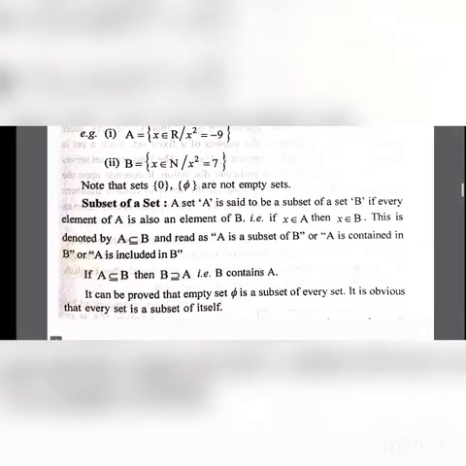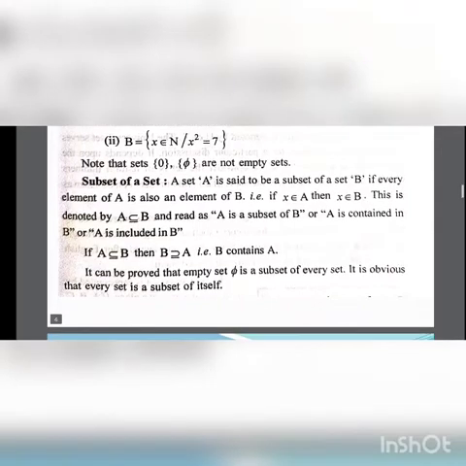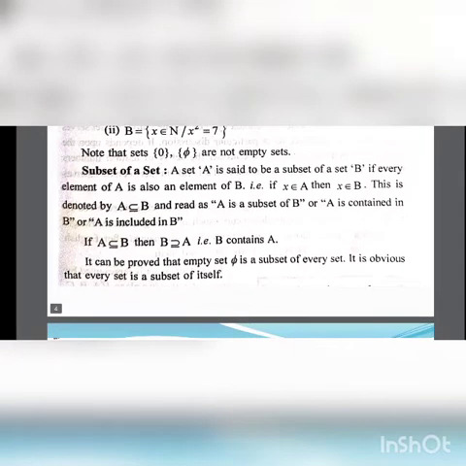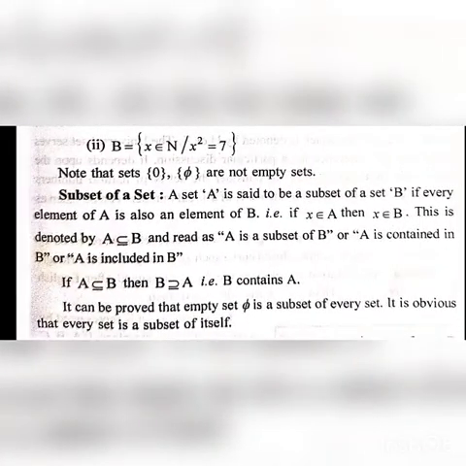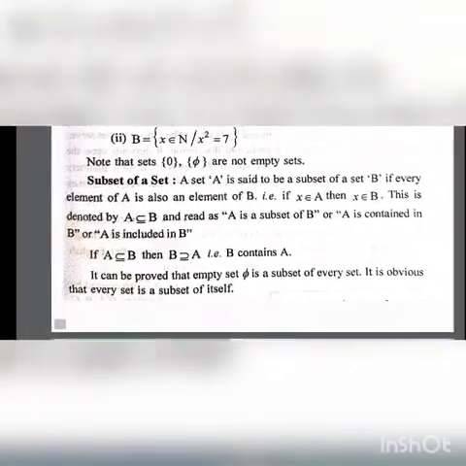The next point is subset of a set. A set A is said to be a subset of set B if every element of A is also an element of B. That is, if x belongs to A, then x belongs to B. This is denoted by A subset B. This is the symbol of subset. That is, A is included in B.